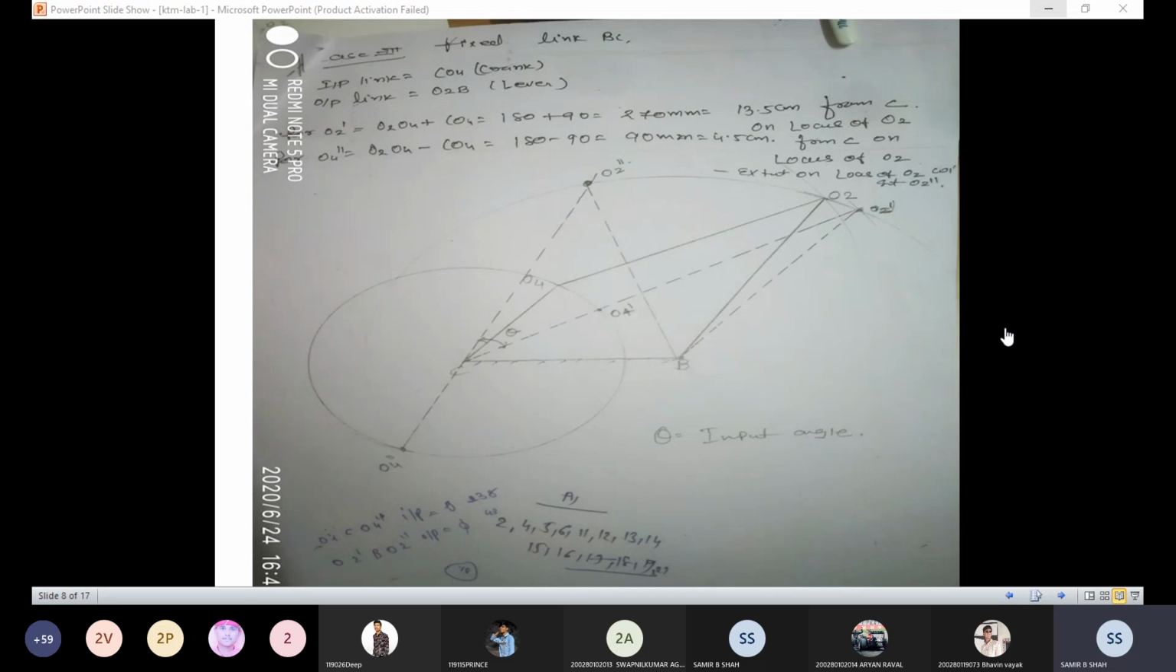Okay, hope so. Your O2 point, it may be generated now. I repeat once again, C is the center and CO4 plus.